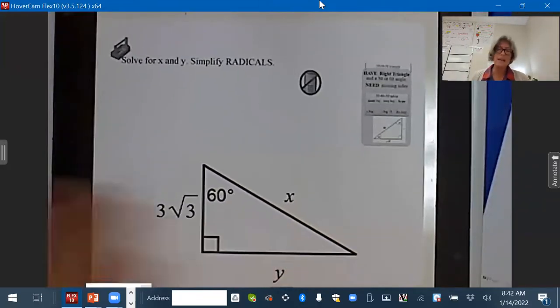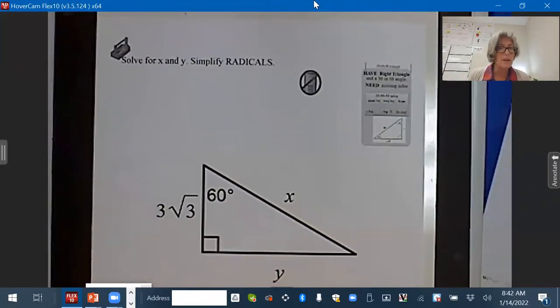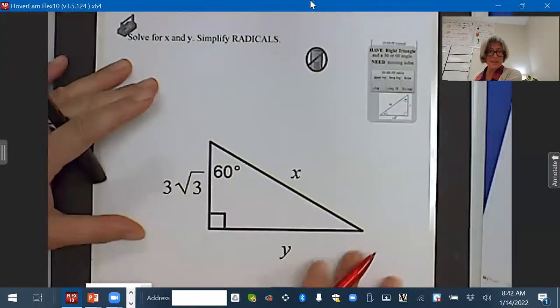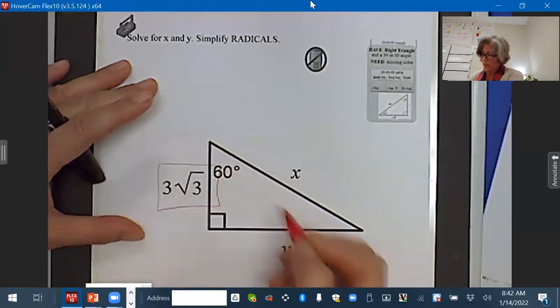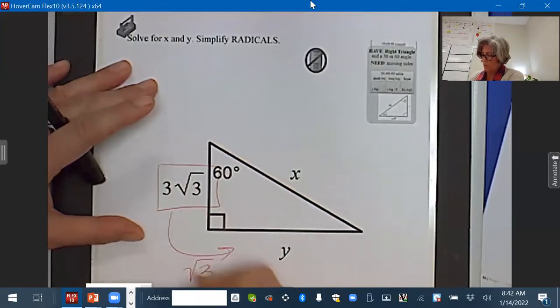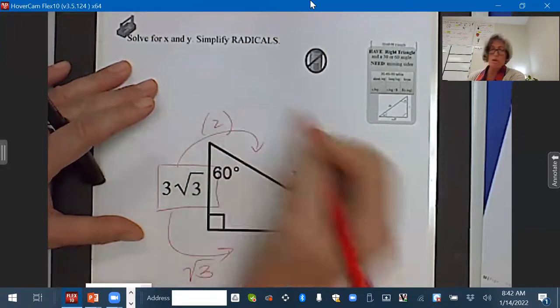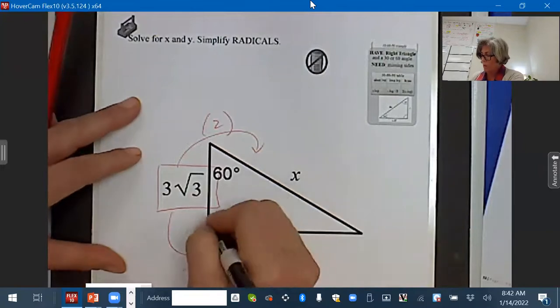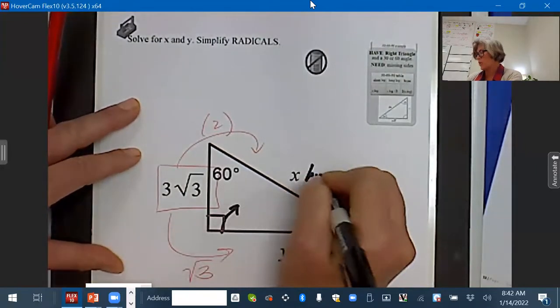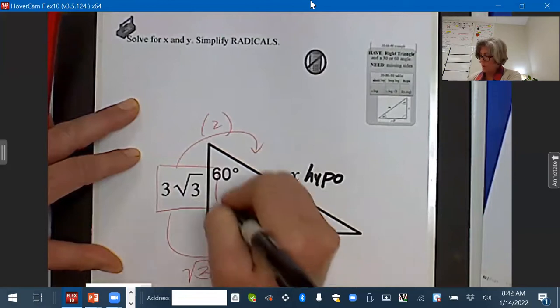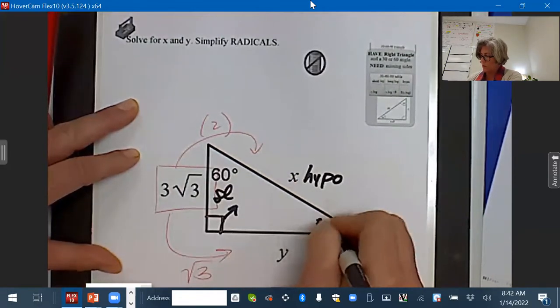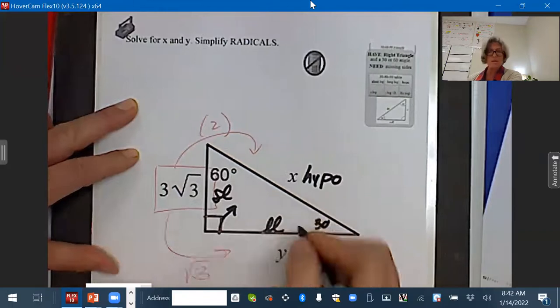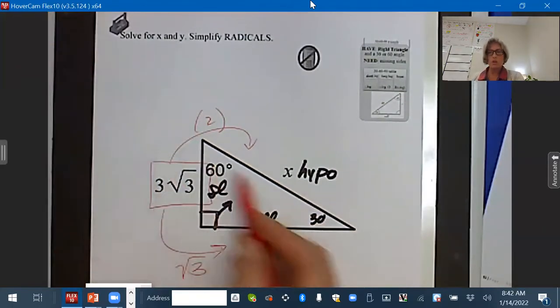Then you have 30, 60, 90, short leg, root 3, short leg times 2. Very important to identify where the short leg is, long leg, and the hypo. Hypo is always across from the right angle. That would make this the short leg because it's across from the 30. That would make this the long leg because it's across from the larger angle.